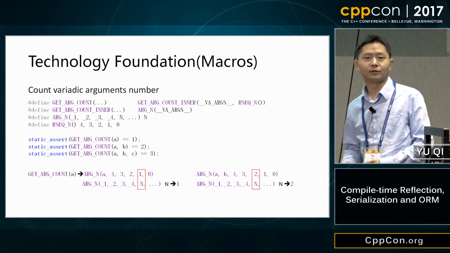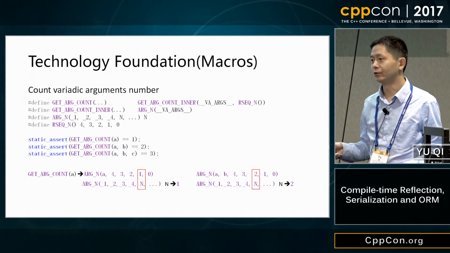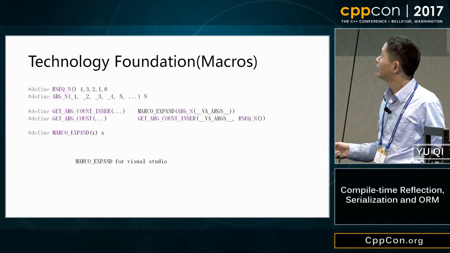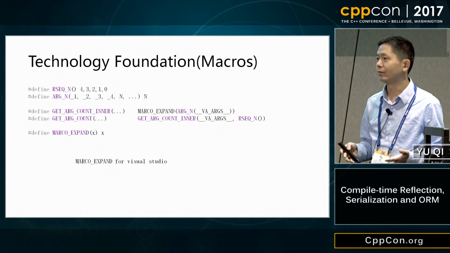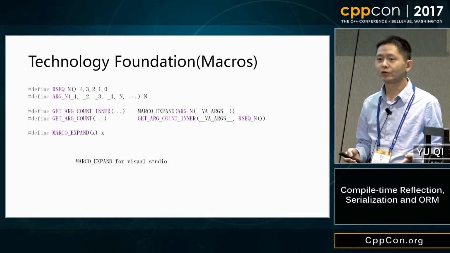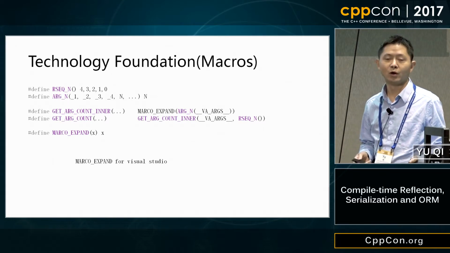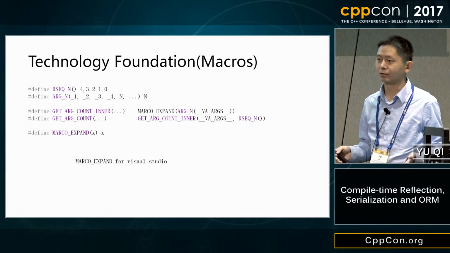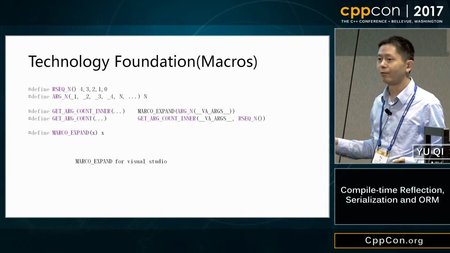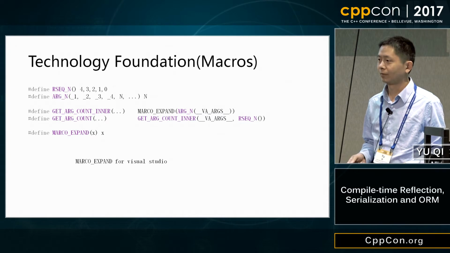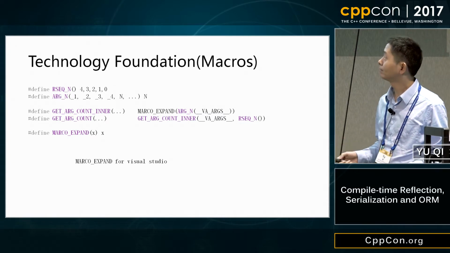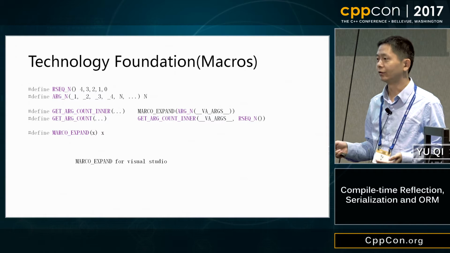Okay. Let's look. Oh, there is a detail we should pay attention to, because the variadic arguments expand manner is different between Visual Studio and GCC. So we need a wrapper macro. Here we need a wrapper macro to wipe the variadic arguments. And it is also okay in GCC.